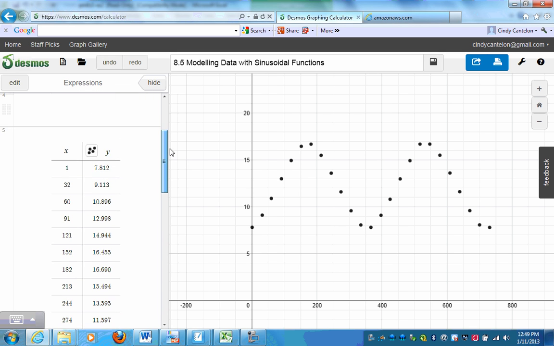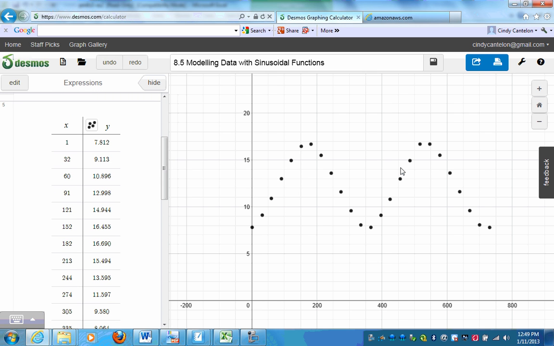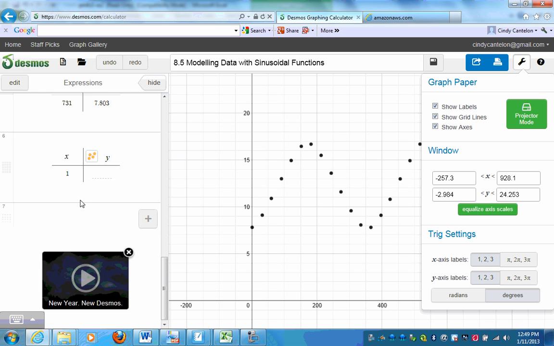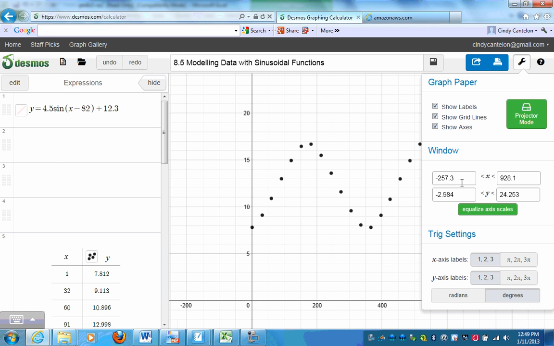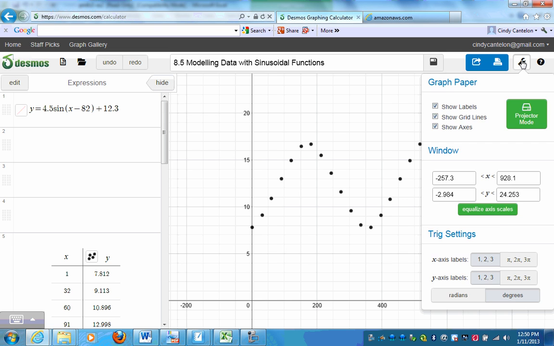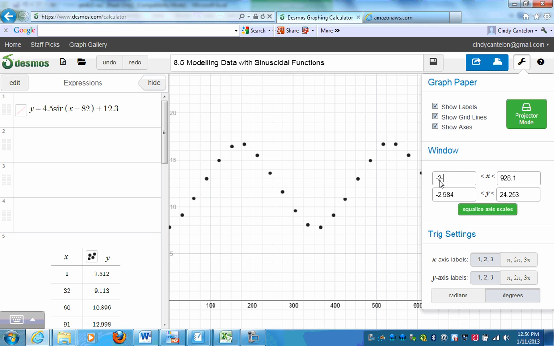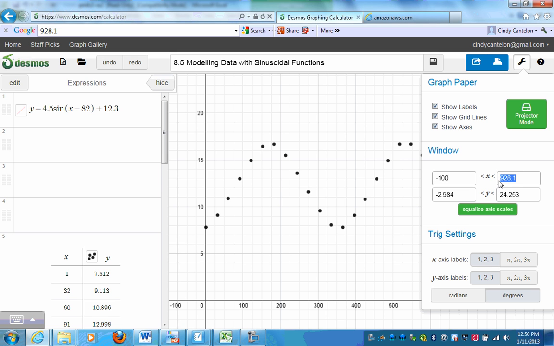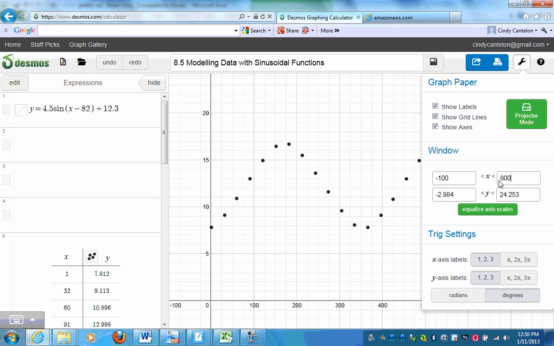I've already gone ahead and entered a whole bunch of data, and I've gotten a graph. Once you enter the data, it's really important that you go here. You're either in radians or degrees, usually degrees, and then you look at your actual data. You see my x values go from 0 to about 730. So maybe I want to go from negative 100, and I only go up to 730, I think it was, so maybe I'll go to 800. So my x values are there.